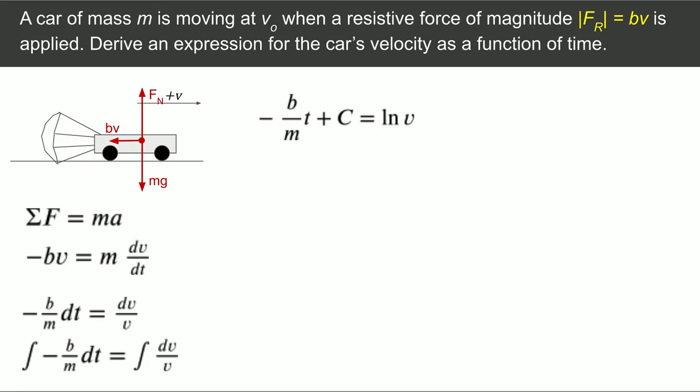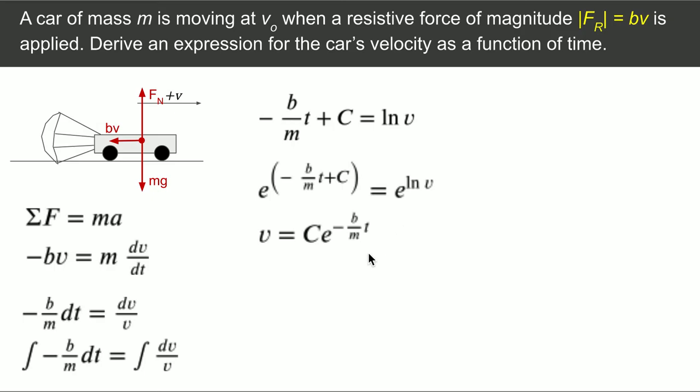And so to do that, we're going to use that trick that I mentioned where we take e to a natural log, and that gets rid of the natural log. So on both sides of the equation, we are going to take e to the expression. So e to the negative b over m t plus c, and e to the natural log of v. And again, the reason why we're doing that is because e to the natural log of v is just v. So it's a way of breaking it out of that natural log function.